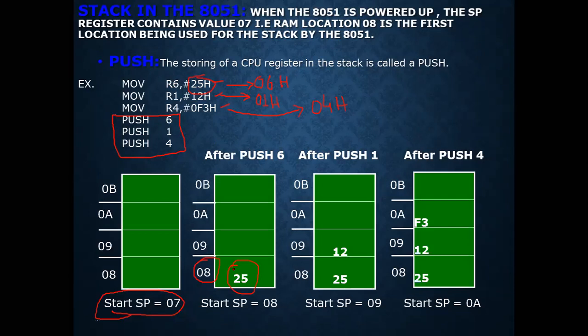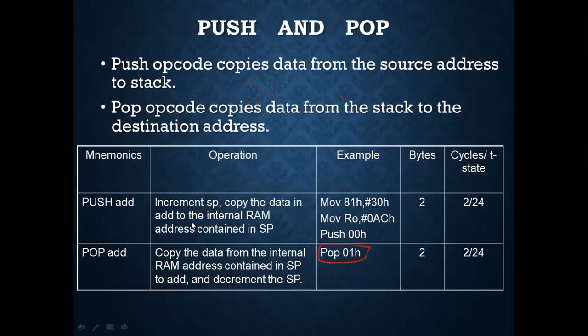Sir, please repeat once. Okay. At the initial stage after reset, the stack pointer value is 07H. After this push 6 instruction, the top of the stack is 08H. Going back to the previous one, first increment the stack pointer, then copy the data into the internal RAM address contained in the stack pointer. So increment SP first.